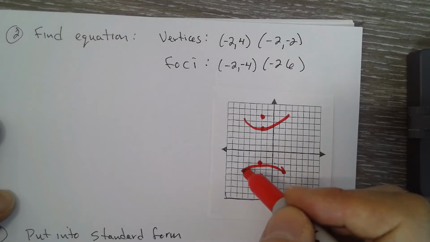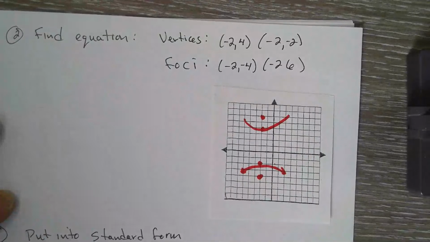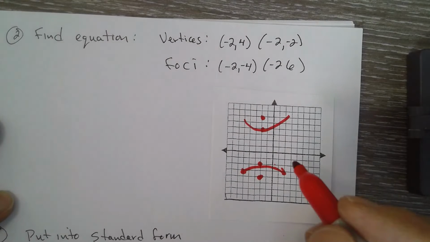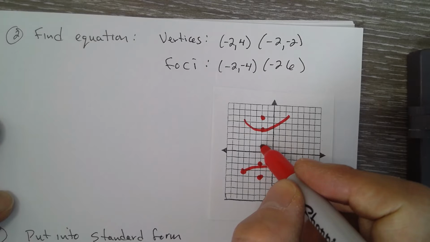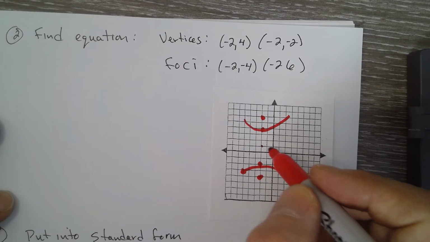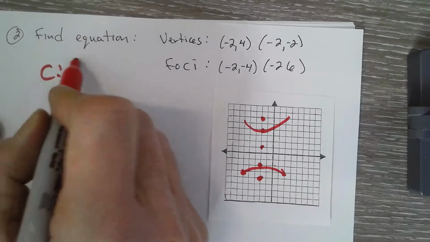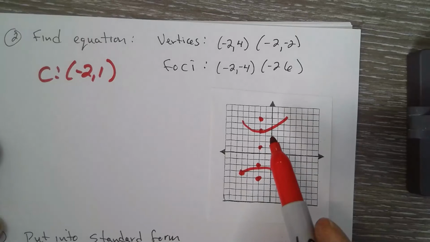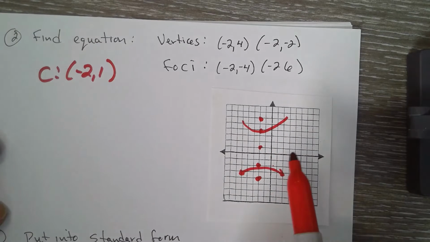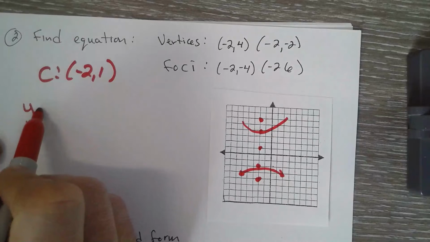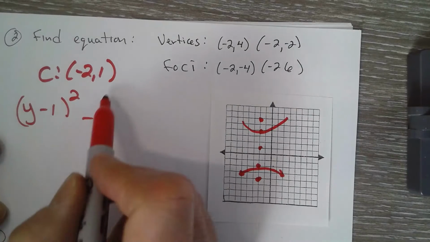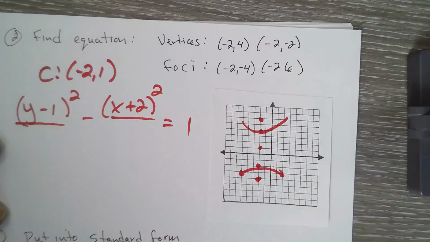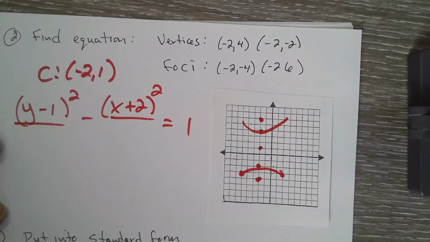Again, opening up and down, huh? So what's my center? It's right there. Negative 2, 1, that's right in the middle? Okay. So if my center is negative 2 comma 1, if it opens up and down, that means the y squared is being first. So I have a y minus 1 squared. I have an x plus 2 squared. I know it's equal to 1. Now I just need my a squared here.